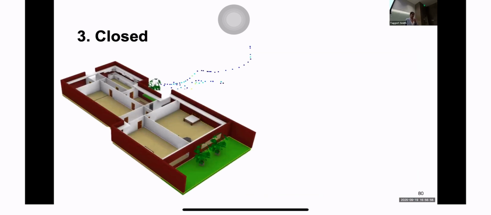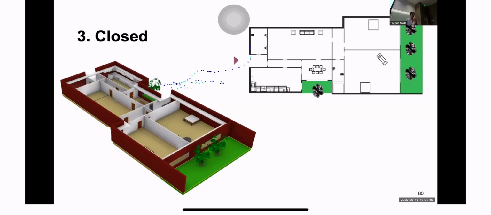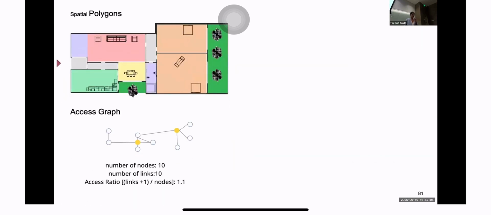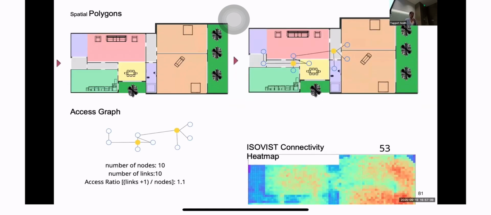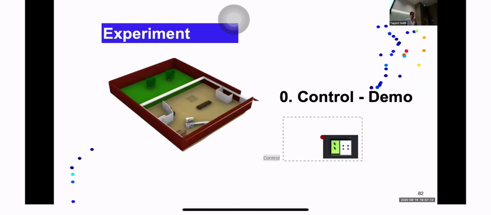And the closed environment, or compartmentalized environment, as you can see, is compartmentalized completely. Spatial polygons, axis graph with an axis ratio of 1.1, and the median isovist of 53.